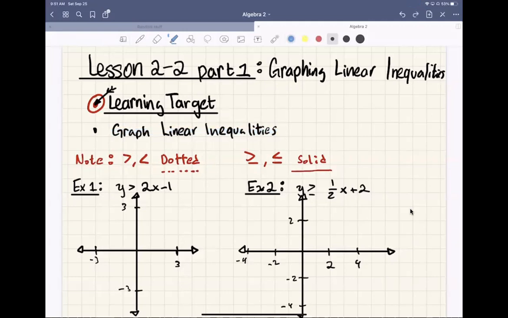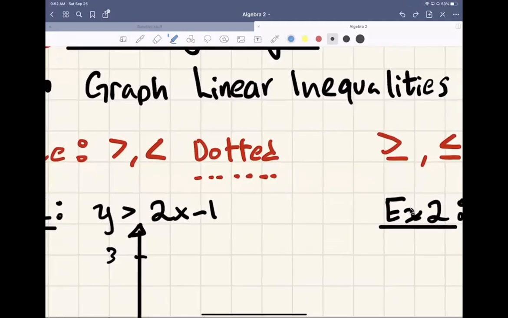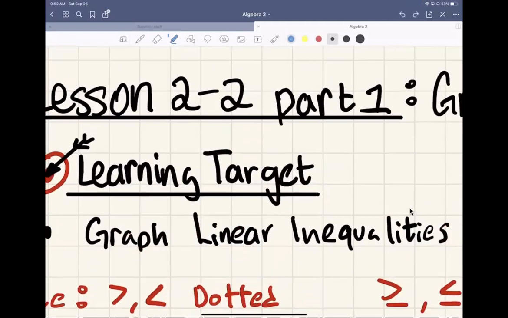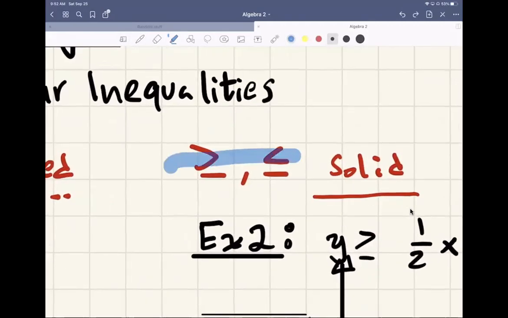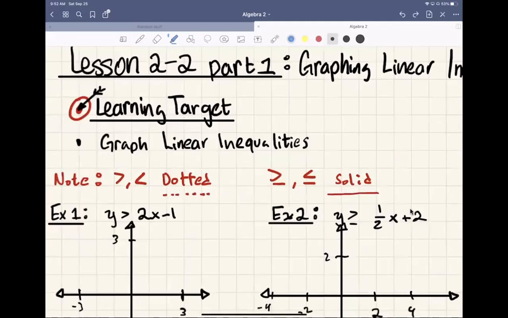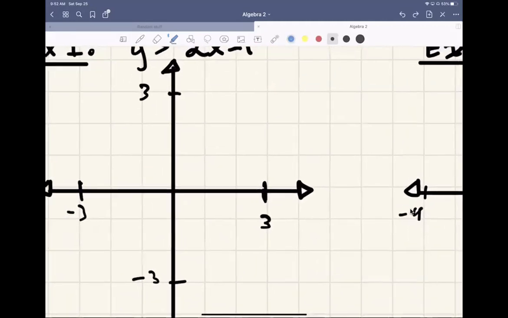Just a quick note, we're going to be talking about dotted lines and solid lines today. If you see the strictly greater than or less than symbols, then our linear inequalities are going to have dotted lines. If you see the or equal to symbol, that's with the little line on the bottom, you're going to have solid lines. And then we'll just go straight into an example.